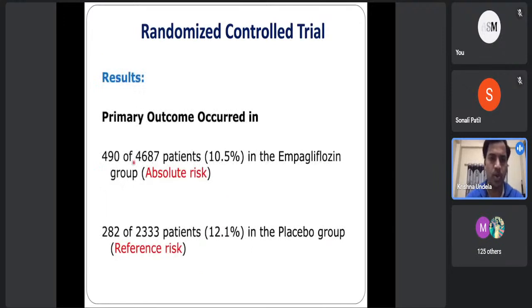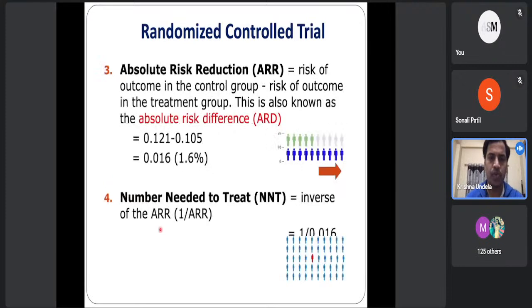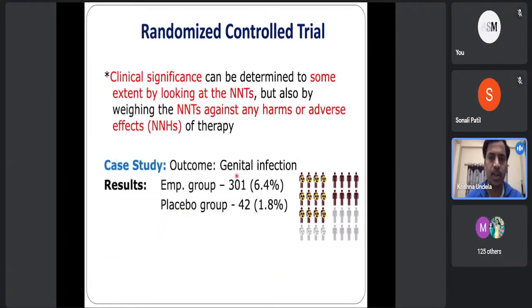Like these are the total numbers: 4,687 in the empagliflozin group and 2,333 in the placebo group. Out of these two numbers, we have 301 with genital infection in the empagliflozin group and 42 in the placebo group. That's about the genital infection. So by taking these numbers, you know the total number and how many people got the outcome, that is a genital infection. Can you please calculate all the things we calculated till now? I want from you the relative risk reduction, absolute risk reduction, and number needed to harm.